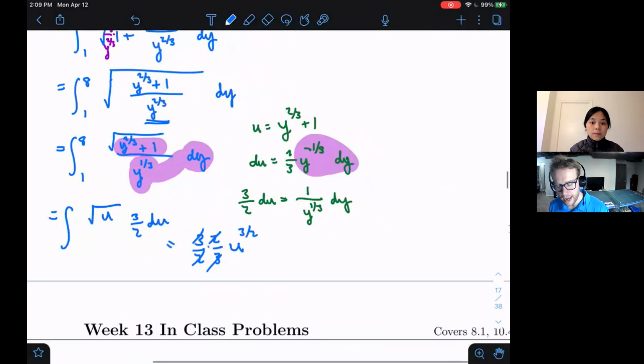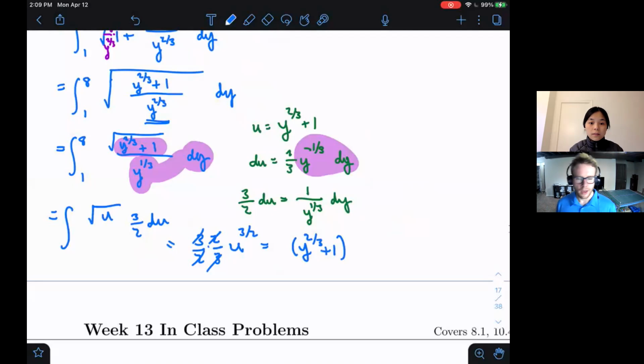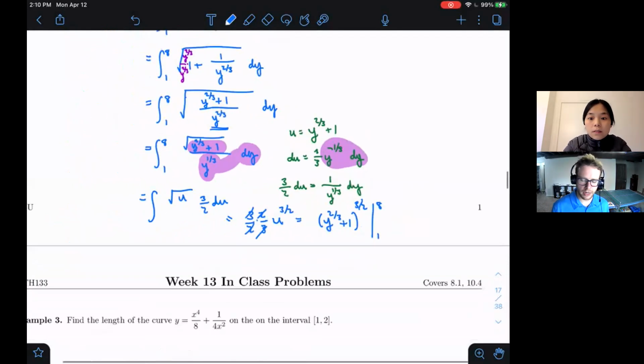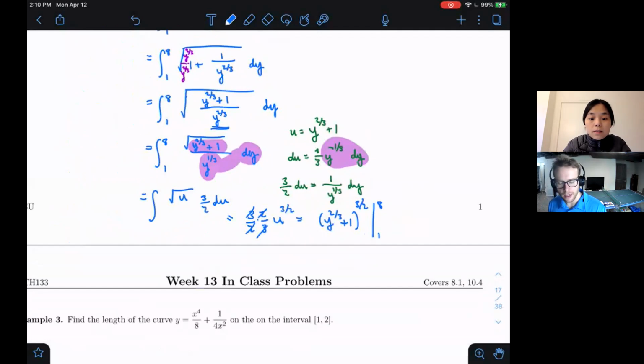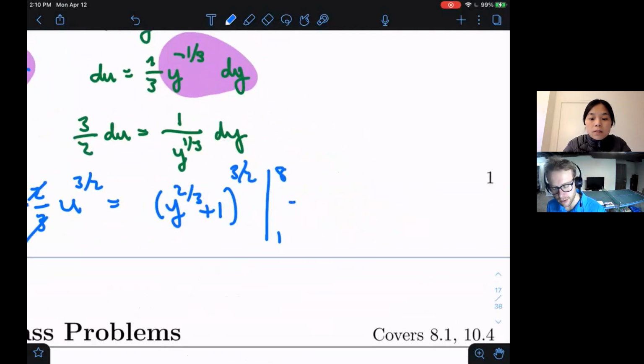Now we're going to go ahead and plug in. Everywhere I see a u, I'm going to put this y to the 2/3 plus 1. After all, that's what my u was equal to. And this has to be raised to the 3/2 power. Now we need to evaluate this from 1 to 8. So I'm going to plug in 1 and I'm going to plug in 8. Kind of running out of room here, so I'm going to do my best to squeeze this in.